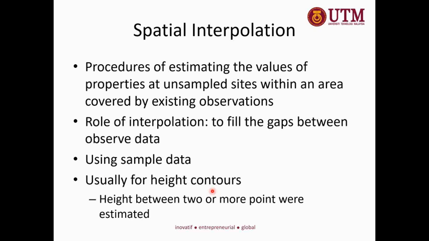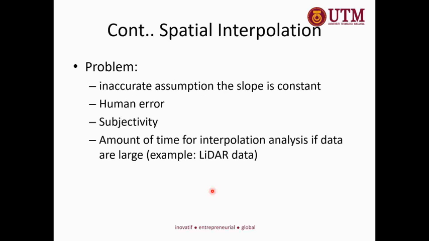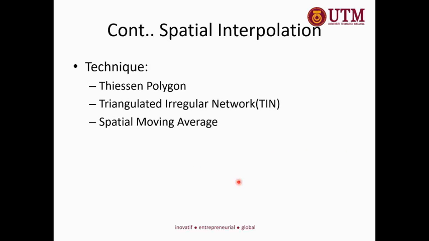Okay, for example we have meteorological sampling, or maybe for haze we have certain station points, and from there we interpolate. We can see which area is maybe affected or not affected based on the data we get. Okay, I will show you how to do it later on. The problem is this data is inaccurate because we just make assumptions. For example the slope, and we also have problems of human error, subjectivity, and the amount of time for interpolation, for example using LiDAR data.